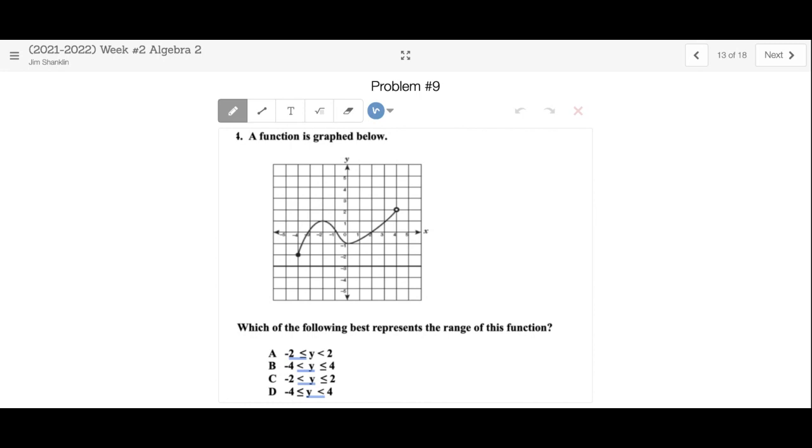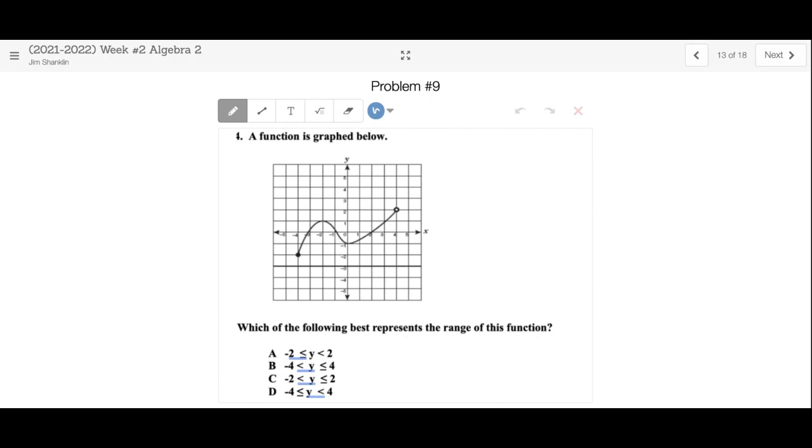All right. I think some people right off the bat wanted to go with B because they were looking at the domain, right? If I wanted to know what the domain is, then you start looking at the x-axis. But this is a y-axis.